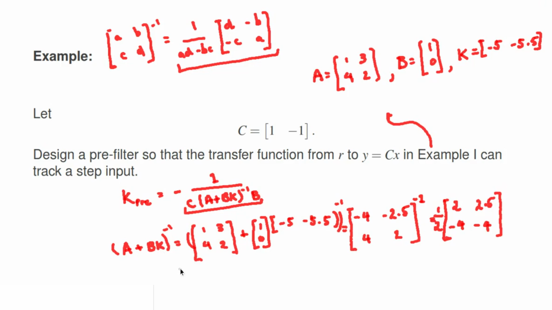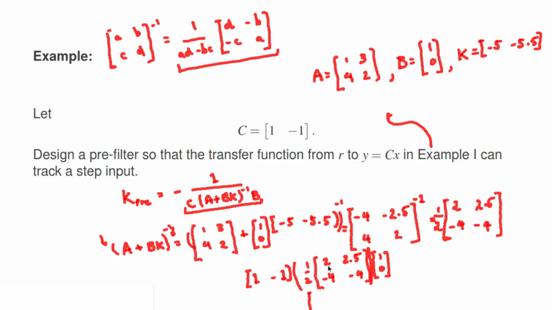And to round things off, we need to multiply by C on this side and B on this side. So we need to compute [1, -1], all multiplied by 1/2, then the matrix [2, 2.5; 0, -4], and B is [1; 0]. Oh, I was supposed to close some brackets there. So we just need to compute what this thing is. So let's do it in steps. Let's work out what this is first.